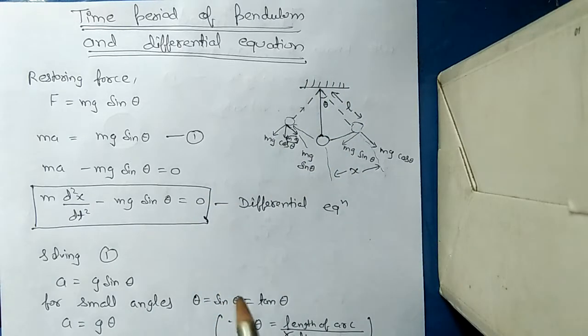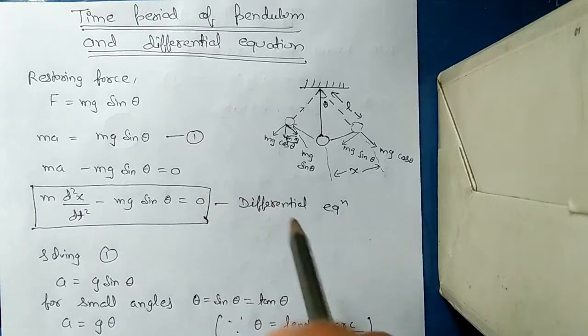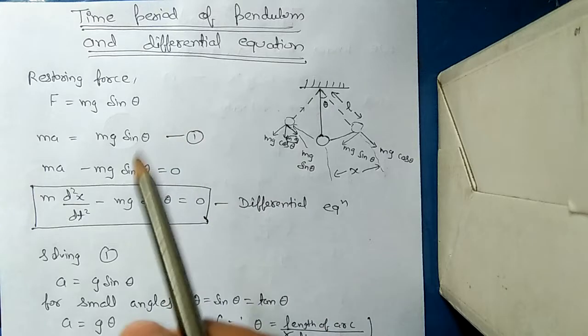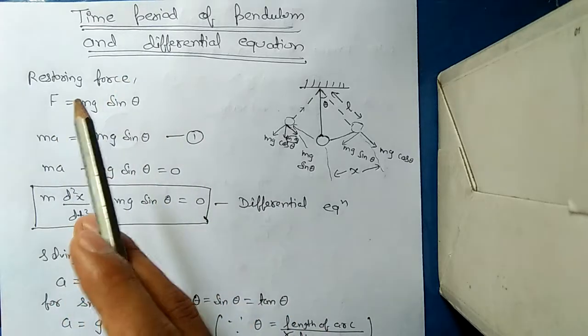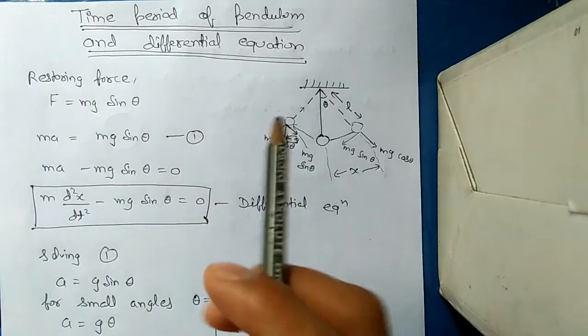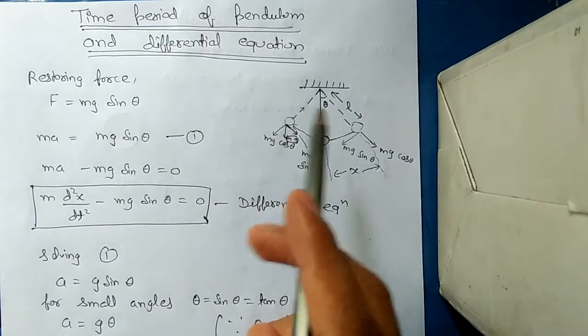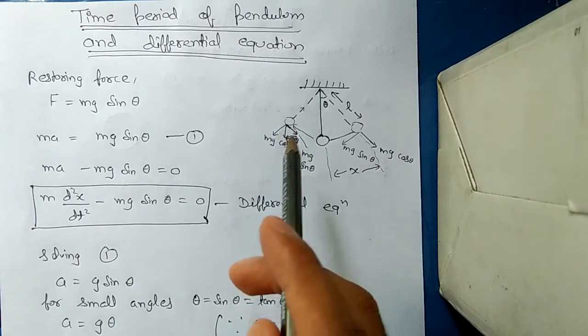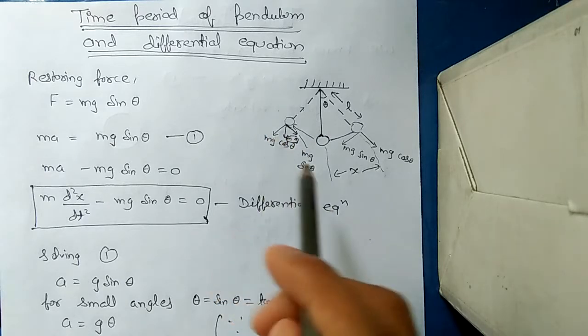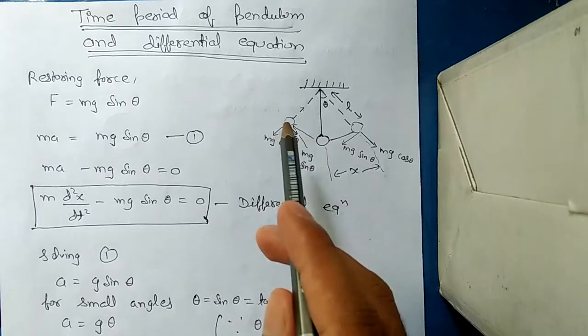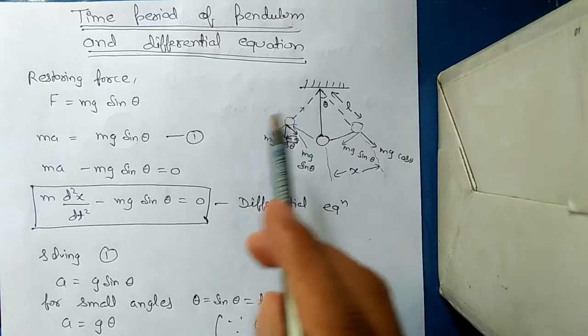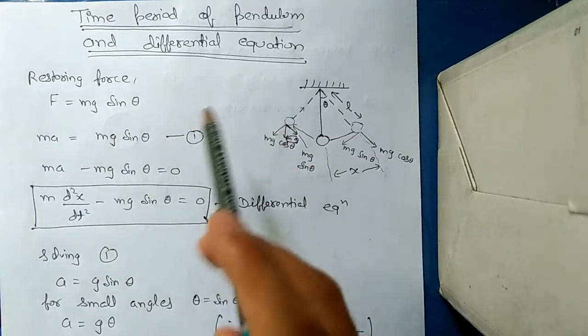Now we will first find out the differential equation for this. So we all know what the restoring force is. Restoring force is F equal to ma. But here you can see the restoring force that is acting is mg sine theta. This is the restoring force that tends to bring this pendulum back to its mean position. So F is equal to mg sine theta.